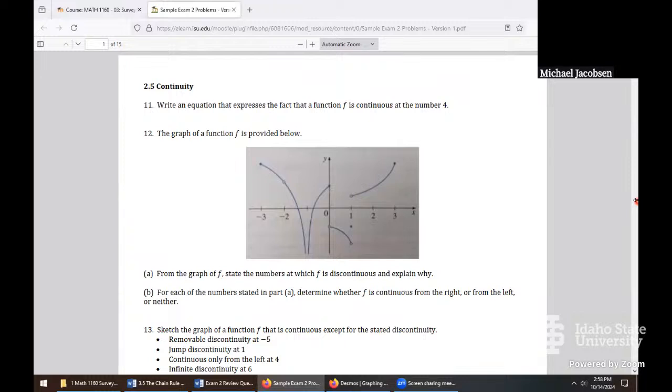The numbers at which f is discontinuous and explain why. We would say at -1, infinite discontinuity. And we'll say a jump discontinuity, and then another jump discontinuity at 1. But I'd have to tell you explicitly. Explain why it's discontinuous for you to have to give that kind of response. Other questions at the moment?